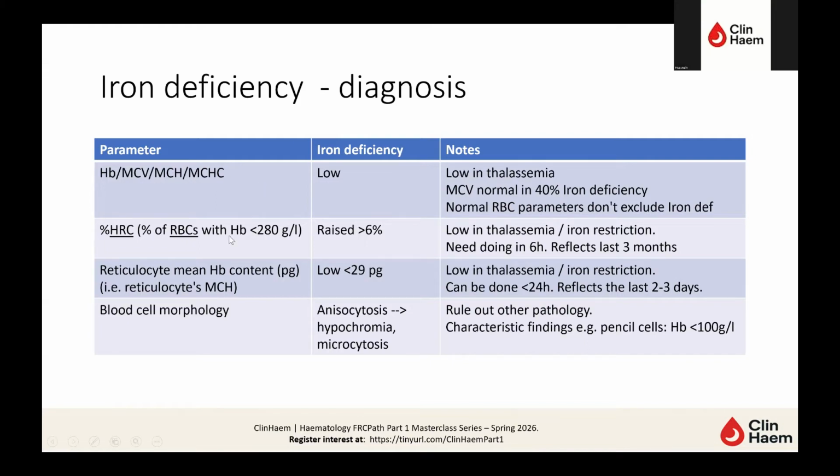So in summary, the usual RBC parameters can suggest, and film morphology is going to help you rule out other problems. But some of the more specific things that you can use are hypochromic red cell percentage and reticulocyte mean corpuscular hemoglobin. The way to remember the 6% and 6 hours is that HRC and RBCs, this is how it's stuck in my mind. So there are 6 letters, so 6 is the number that you need to know.